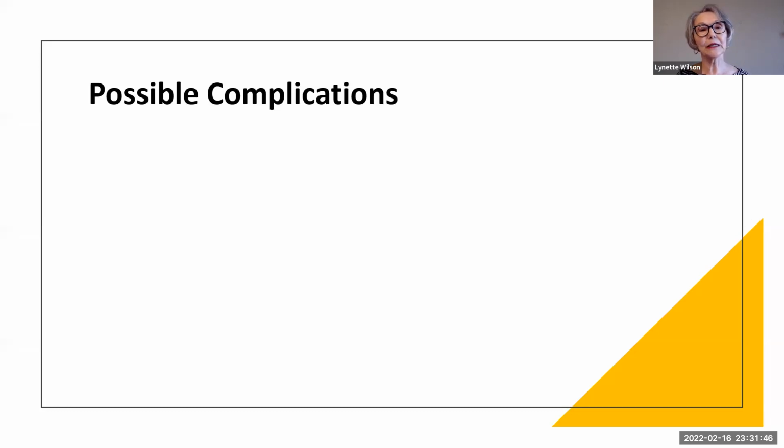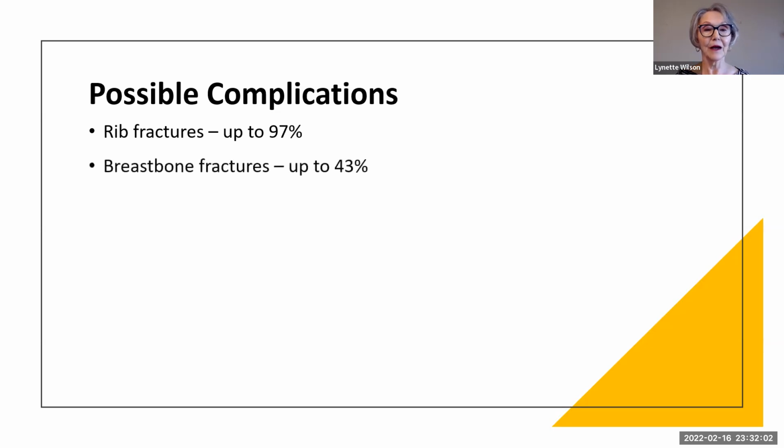Let's talk about the complications from doing CPR on an individual. You may have guessed what some of these are already from my description of CPR. About 97% of individuals who have CPR will have rib fractures. About 43% will have fractures of that breastbone or sternum because of the amount of pressure that is being put on that. 59% will have bruising of the chest.